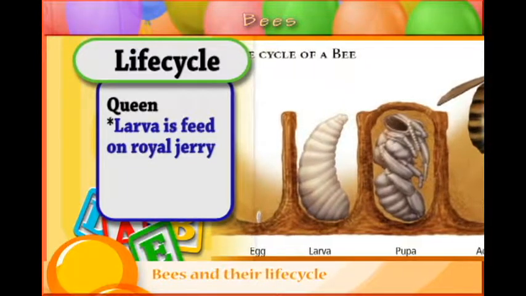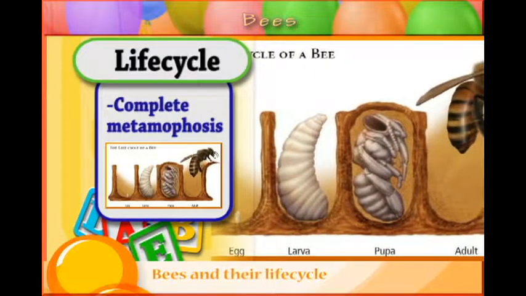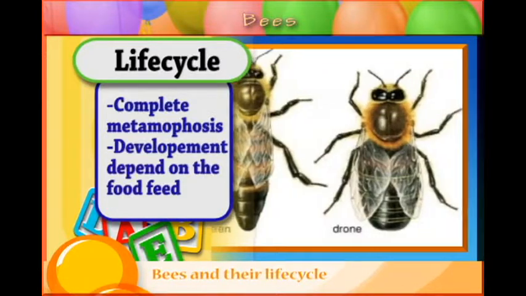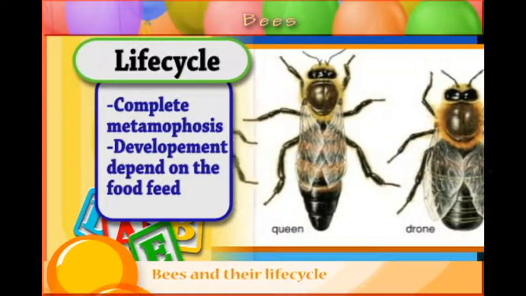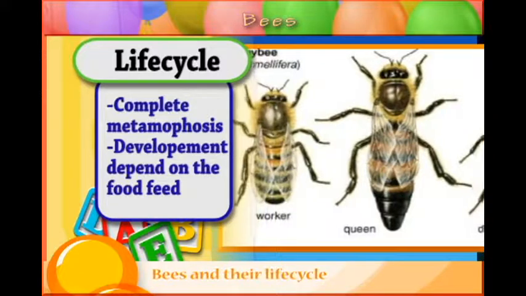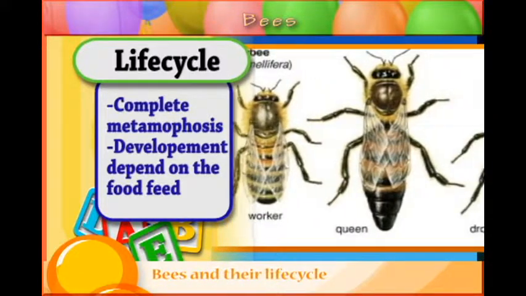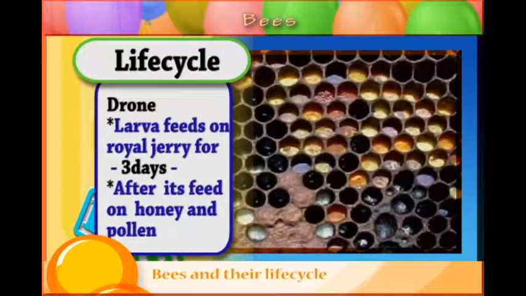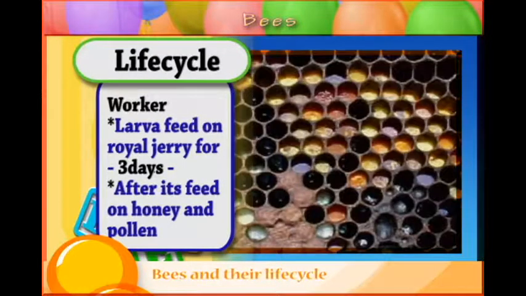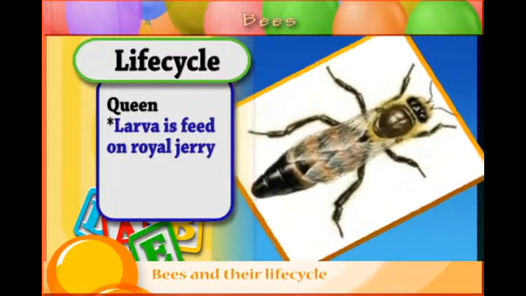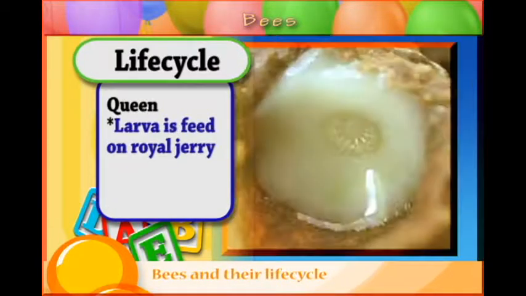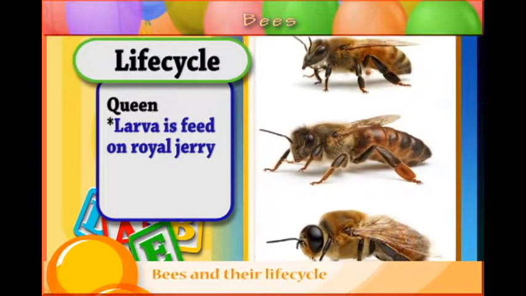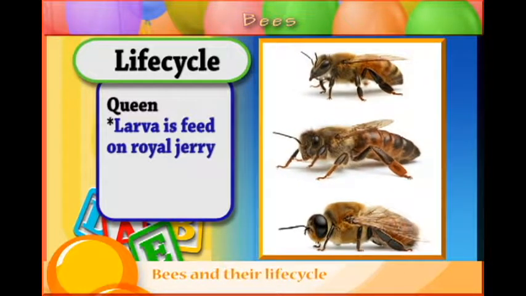They have a complete metamorphosis, and the development is determined by the type of food they are fed. We have seen that the drones and the workers are fed on honey and pollen, whereas the queen is fed only on royal jelly. That is the reason why they develop differently and have different functions.